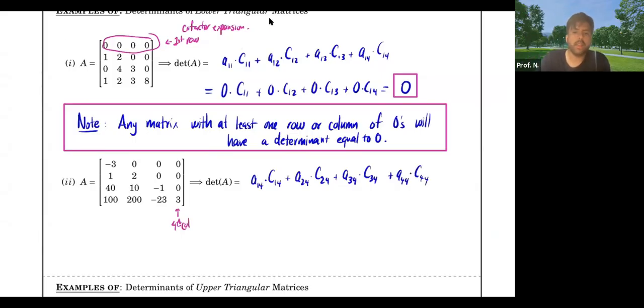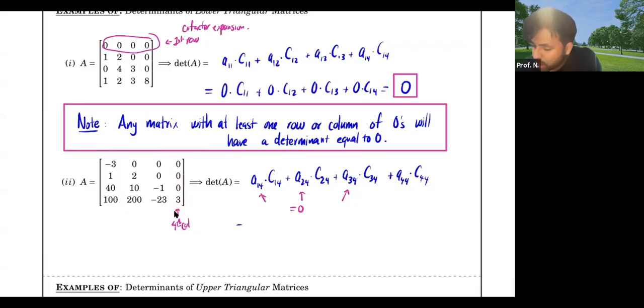So I'm expanding along the fourth column. What's nice about this is that A14, A24, and A34 are all zeros, so I don't have to worry about them. You see how that's nice? Imagine if I did it along the first column. I'd have to worry about this one, this one, this one, and this one. Along the fourth column, I just have to worry about one entry. So what's A44? It's equal to 3.